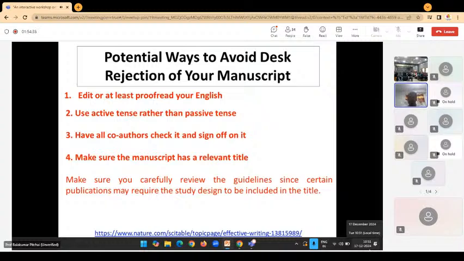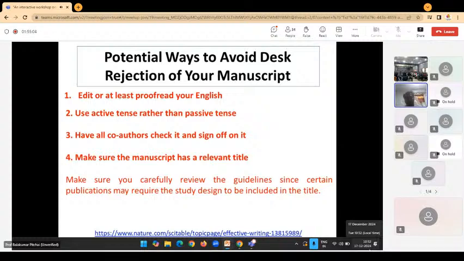Then method. Method is the second largest portion of the abstract, and you should include the newly developed method, I mean the novel or important method you have performed in your study. Then results. Results should always show some numerical value, for example the p-value or percentage changes. So some kind of numerical value should be shown in the result part of the abstract.